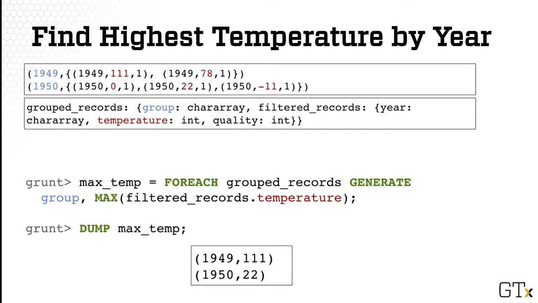Since we want to get the highest temperature for each year, conceptually what you want is to pull the temperature values highlighted in red here out of all the records for each year, and then take the maximum of those temperature values. So we use the foreach command to go through each grouped record. First extracting the year, highlighted in blue here, and then taking the maximum of all temperatures in that year using the max command. Since we only have 2 years, 1949 and 1950, we'll see 2 records as output when we dump the results. So 1949, temperature 111, 1950, temperature 22.